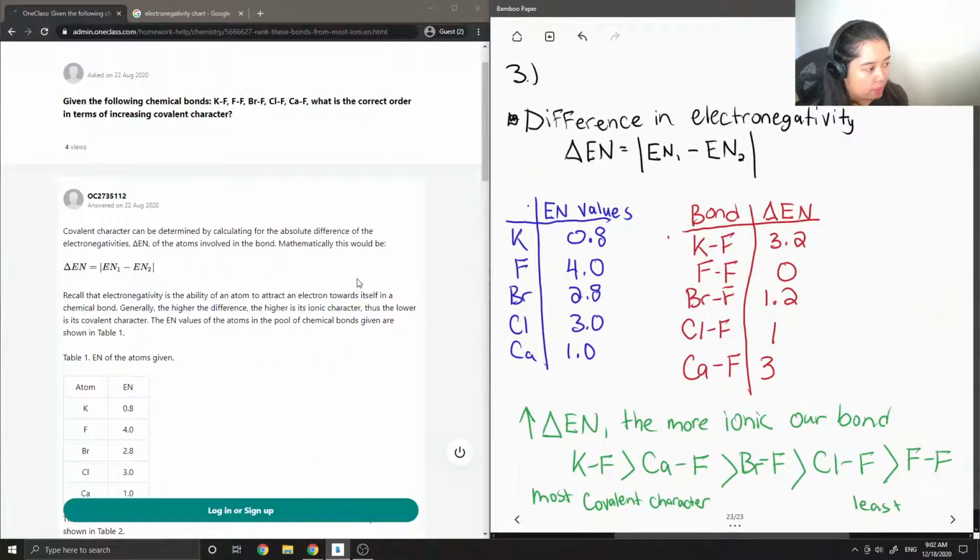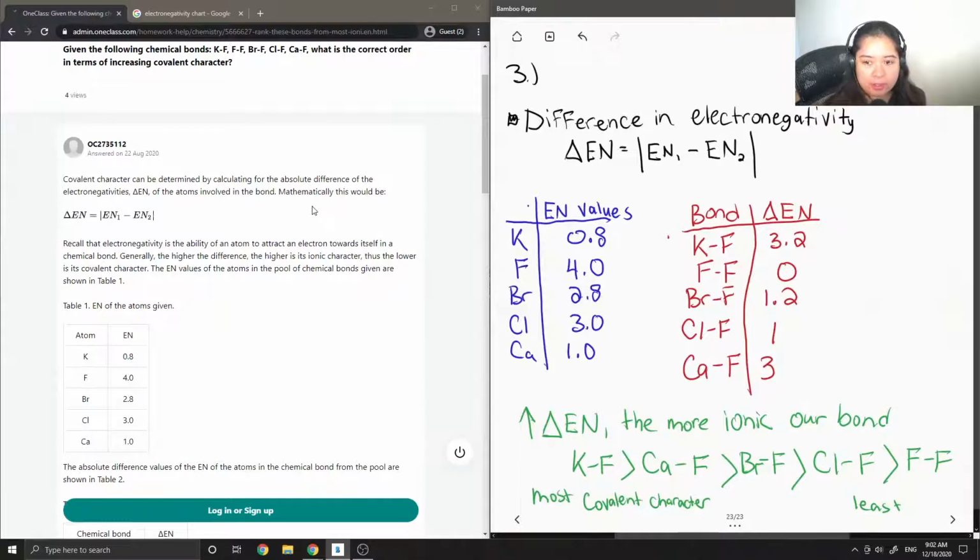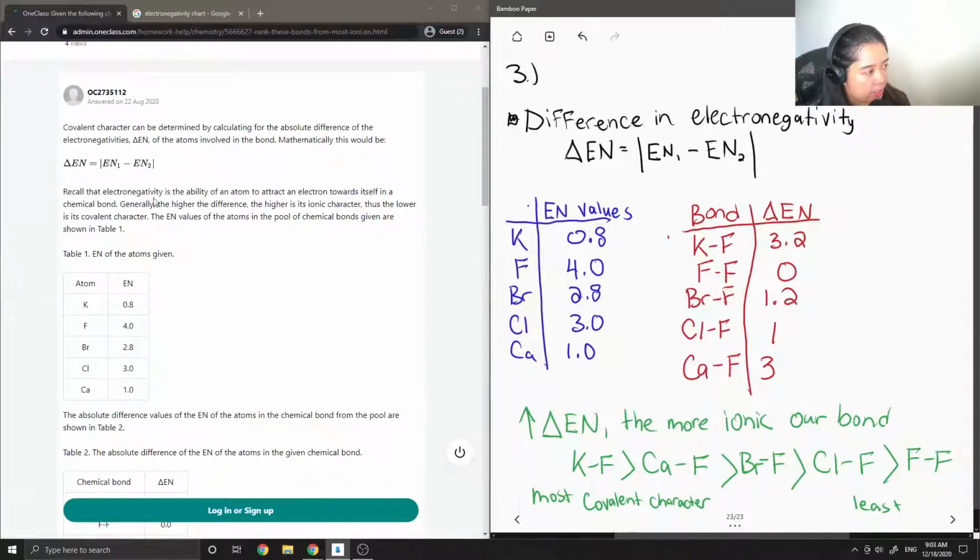Covalent character can be determined by calculating the absolute difference of electronegativities of the atoms involved in the bond. Mathematically, this would be delta EN equal to the electronegativity value of one minus the electronegativity value of another. Recall that electronegativity is the ability of an atom to attract an electron towards itself in a chemical bond. Generally, the higher the difference, the higher its ionic character, thus the lower its covalent character.